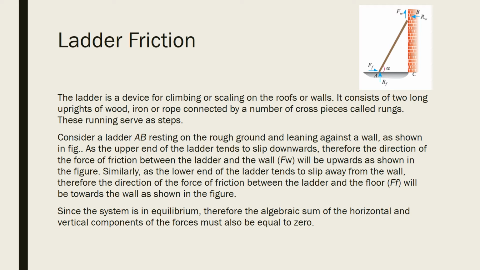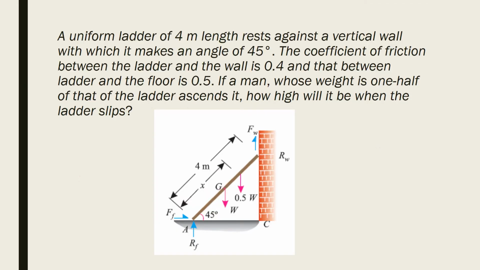In the slide, I have given the diagram of the ladder, which is 4 meters long and rests at 45 degrees on the ground. The coefficient of friction between the ladder and the wall is 0.4, and between the ladder and the floor is 0.5. The weight of the man climbing on the ladder is half of the weight of the ladder. The weight of the ladder I have taken as W, and the weight of the man I have taken as W by 2.